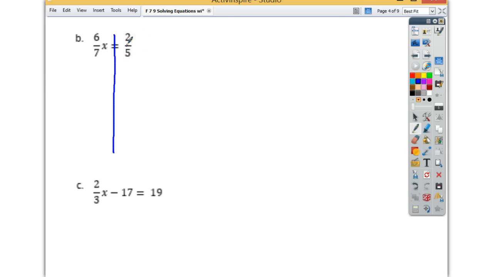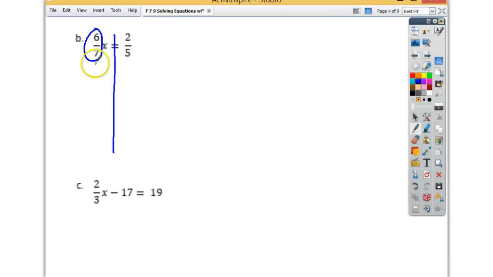What is the common denominator for 7 and 5? Or do you want to just do the reciprocal? What do you want to do? You want to clear the fraction? There's two ways you could do this. We could do the reciprocal of this one, which is fine. Let's do it both ways.